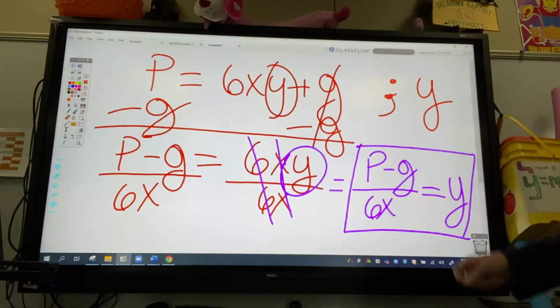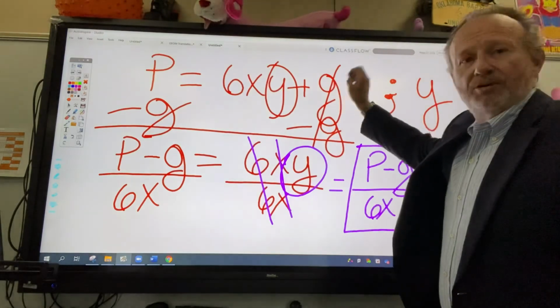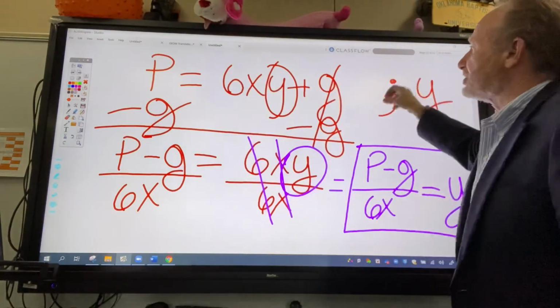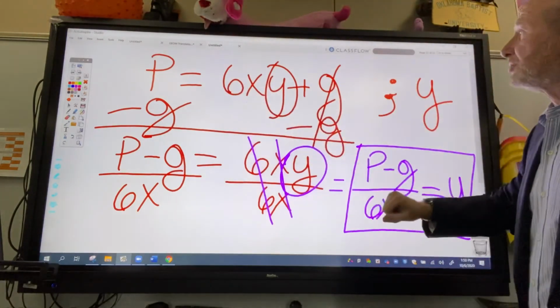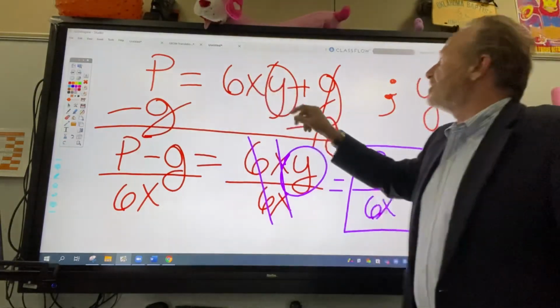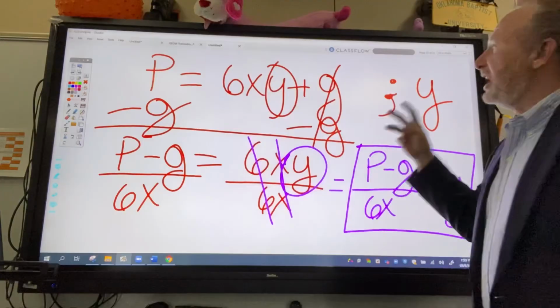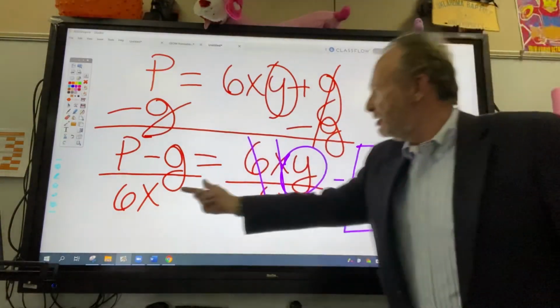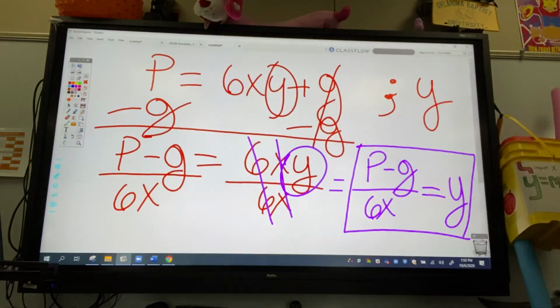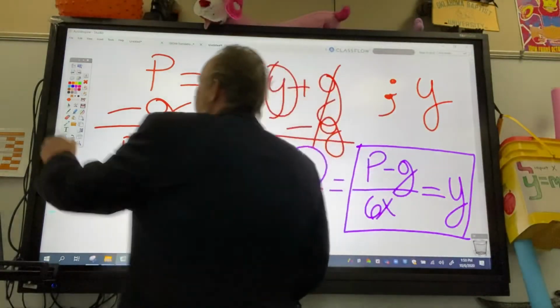Okay, so what did I do? Got rid of that slouchy uncle. The plus or minus on the outside goes over to the other side first. And then 6x is multiplied times the y, so I can one it out together, divide by 6x, boom, bada, bing, and here we are. All right, one more problem, cats.